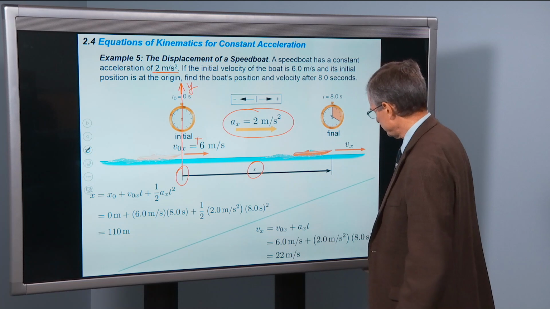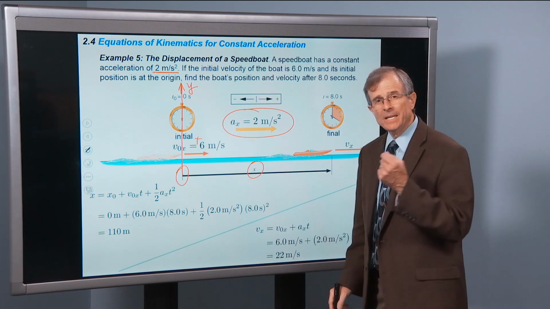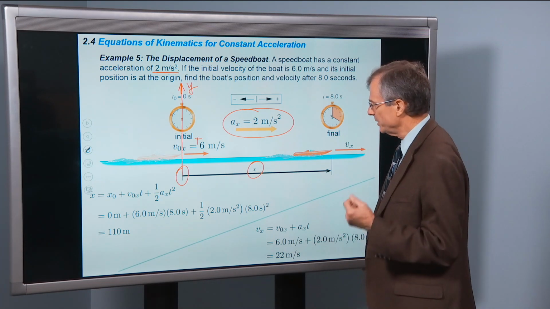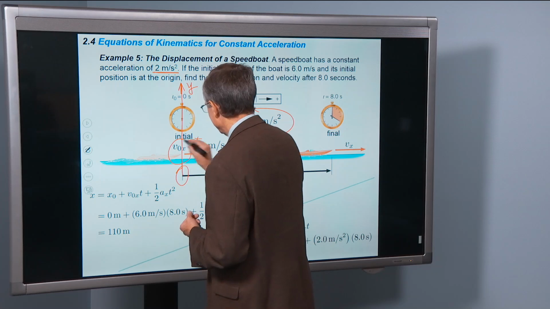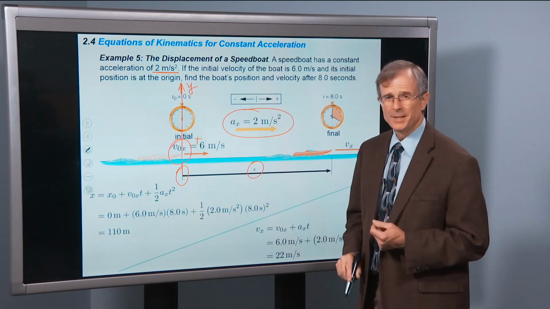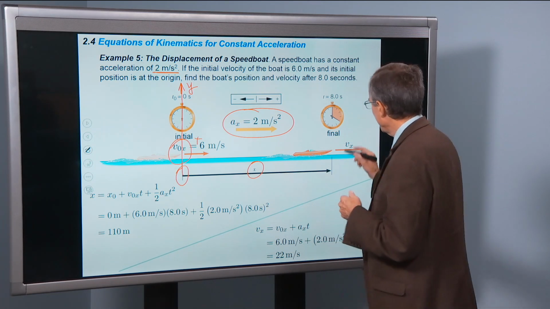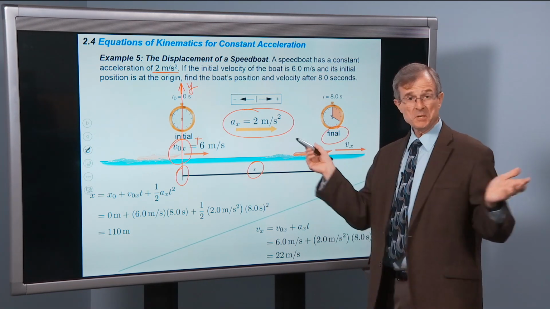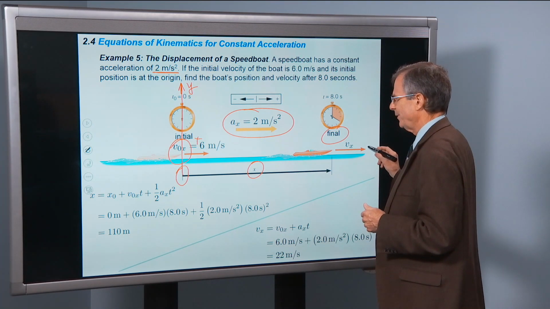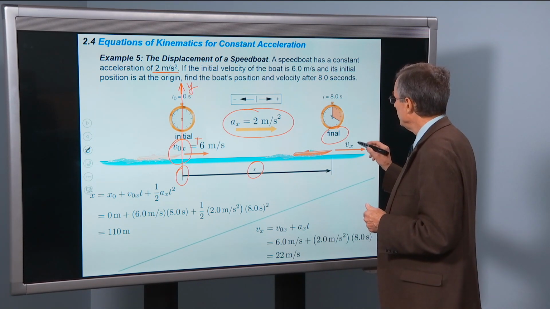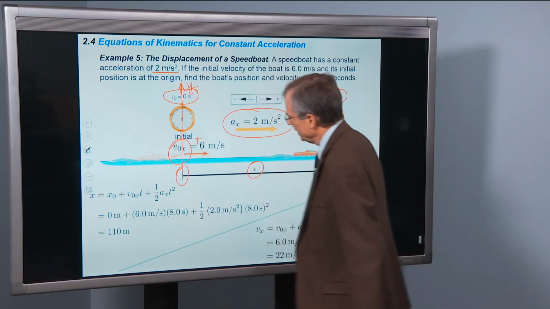I got a diagram. E, for events. Let's label our initial and our final events. Well, this is my initial event. My initial event is when the velocity is 6 meters per second. My final event is the event I'm interested in. I want to know what the velocity is at this final time. And we do know that this is 8 seconds after the initial event.